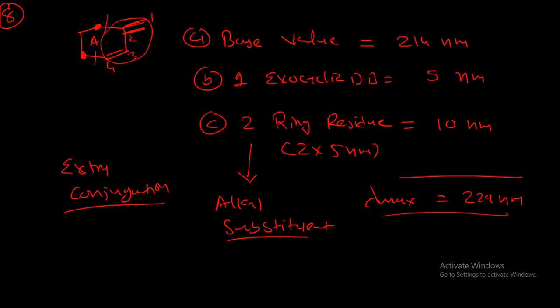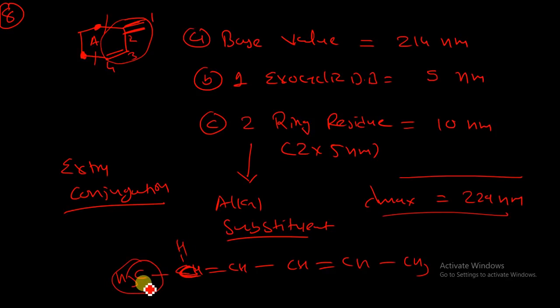Ring residue you have to consider for the ring. This is a ring, and as well you have an alkyl substituent, so you can write ring residue or alkyl substituent. Suppose I have this type of structure: CH double bond CH single bond CH double bond CH and CH3. This is an alkyl substituent. I have to write only alkyl substituent for this structure. I cannot write ring residue, because there is no ring formation over here. So this is a ring, and this is the alkyl substituent, and this is also an alkyl substituent.